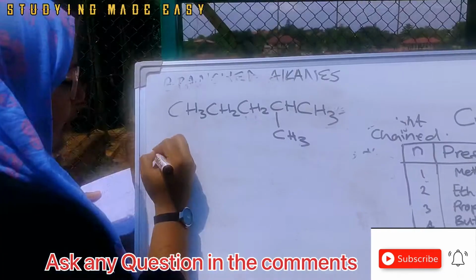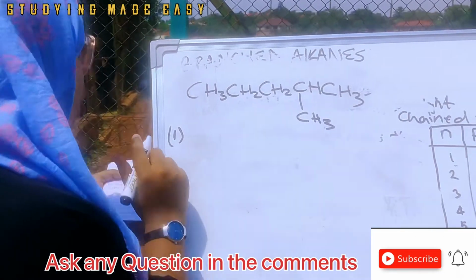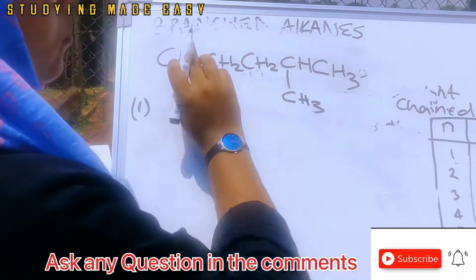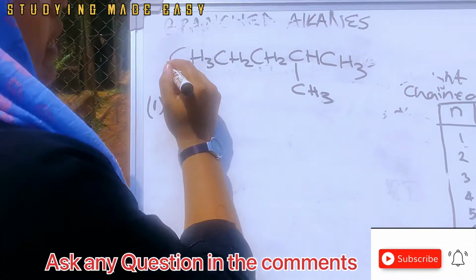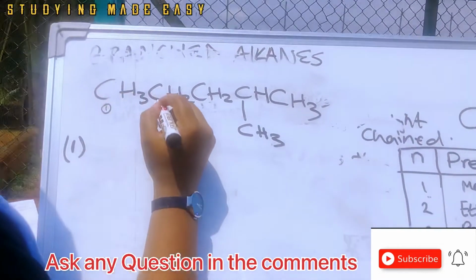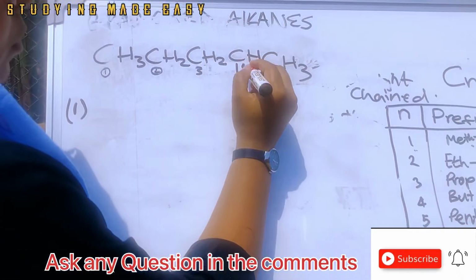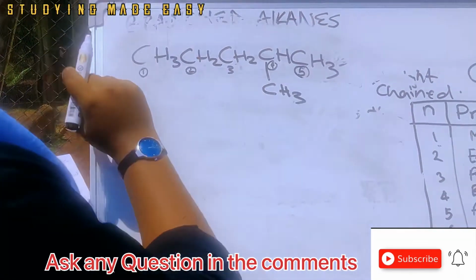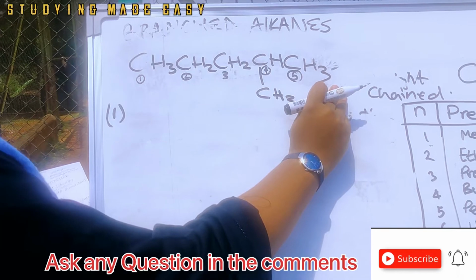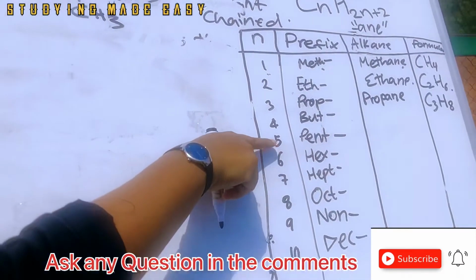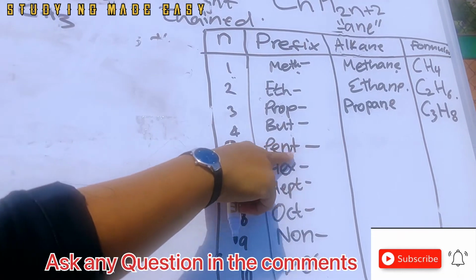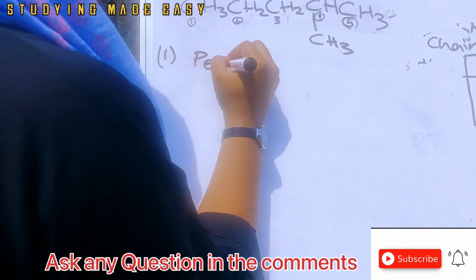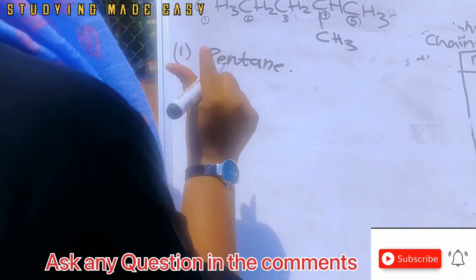So the first step, you need to identify the longest continuous parent chain. Alright, so you need to find the longest and most continuous. So if you look at this one, it's 1, 2, 3, 4, 5. Alright, 1, 2, 3, 4, 5. This is the longest parent chain, and we saw from this table that when n is equal to 5, the prefix is pent, right? So that means our parent chain is going to be a pentane. Alright, that's the first thing.